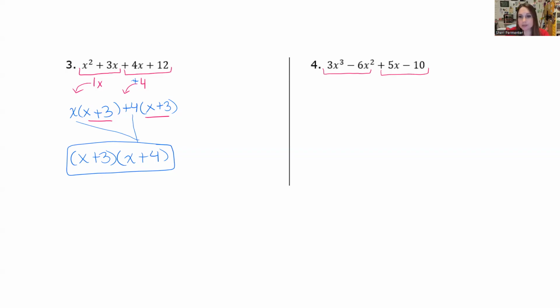I've got my 2 groups together. When I take a look at my first group, the biggest number that can go into 3 and 6 is 3. And then the most amount of x's I can pull out if I have 3 and then I have 2 is 2, so x squared. For my second group, what is the GCF with 5 and 10?